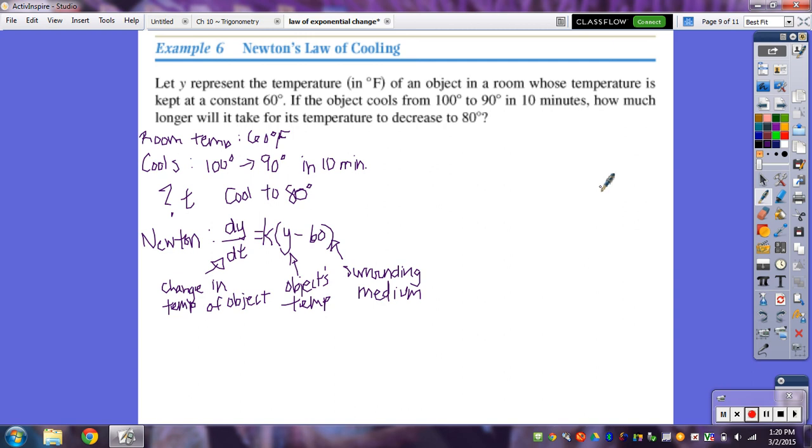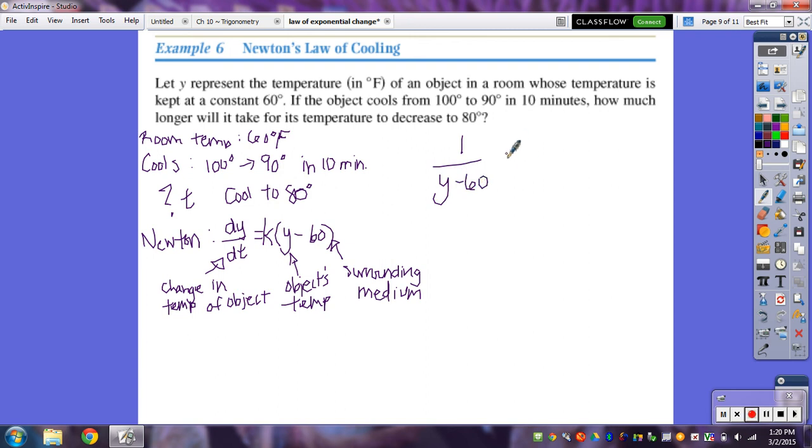So it says we want to know how long it will take for its temperature to decrease to 80 degrees. So I need to come up with a model for this situation. And so I want to solve my differential equation here to get my model of exponential growth or decay. And so if I use the separation of variables process, I move everything that involves y to the left, move my dt to the right, and I end up with something that looks like this.